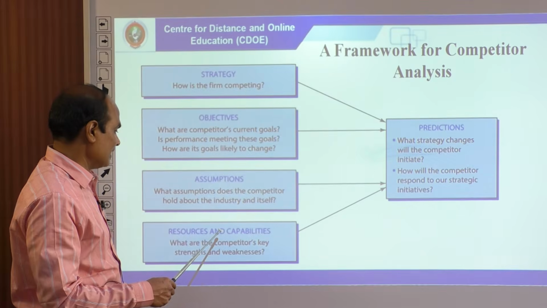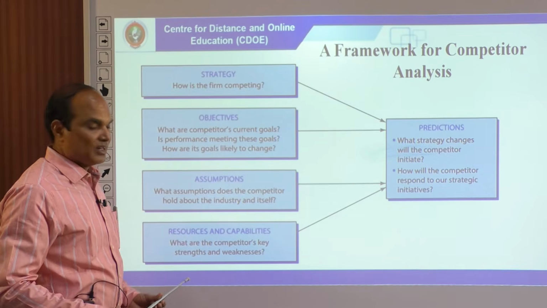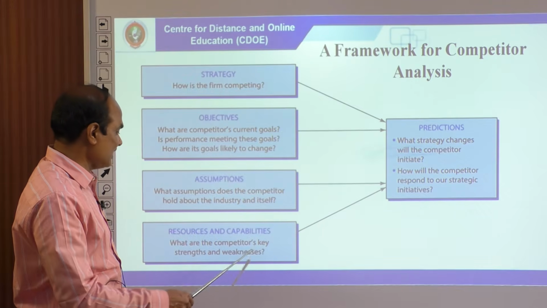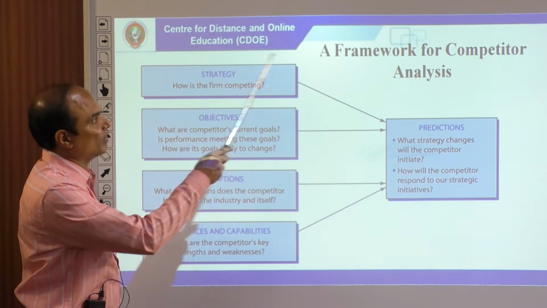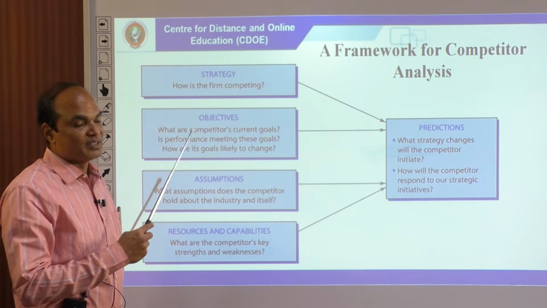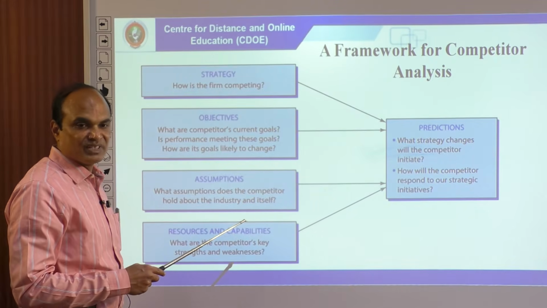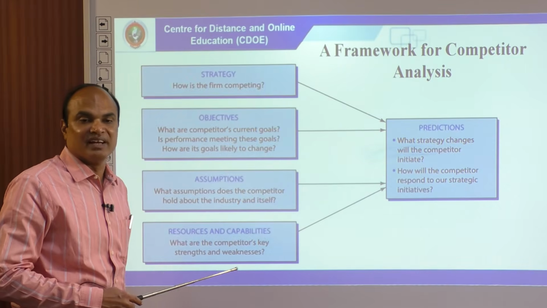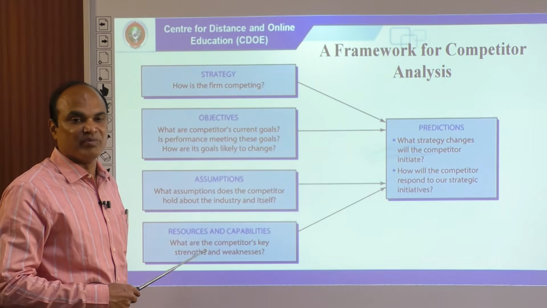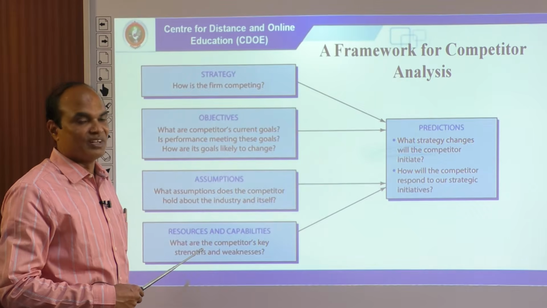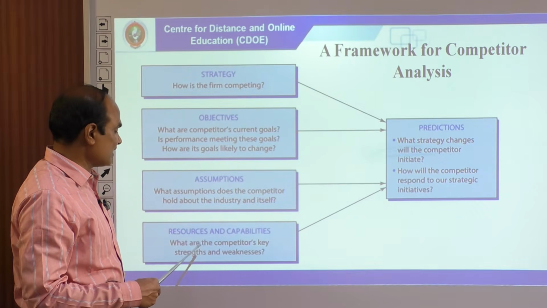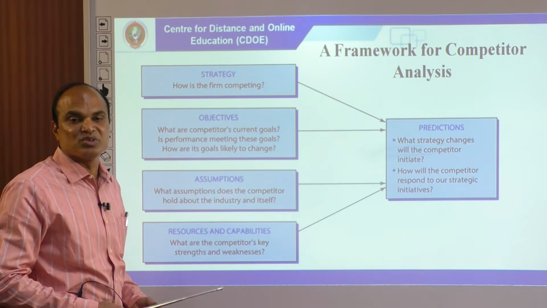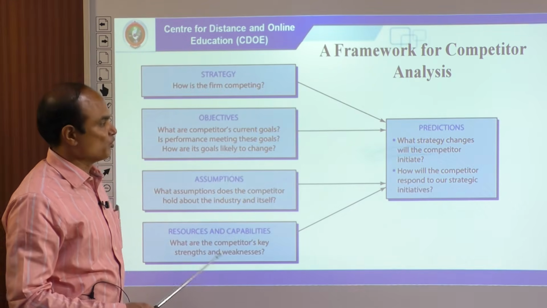Then, last but not the least, what are the resources and capabilities? What are the competitors' key strengths and weaknesses? Although competitor analysis pertains to the opportunities and threats available, what are the strengths and weaknesses that a firm has? Every firm has its own strengths and weaknesses, and those strengths and weaknesses stem from its resources and capabilities.